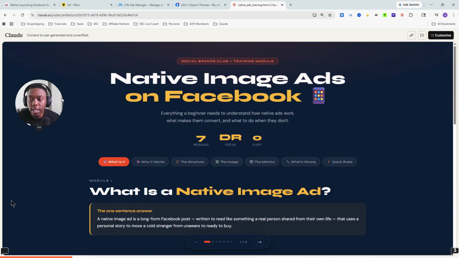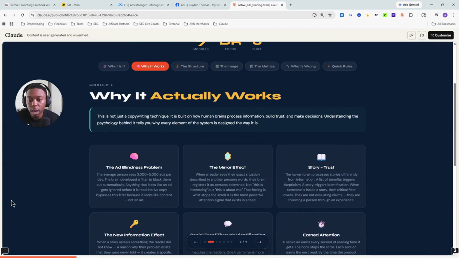So of course, video ads and all that stuff still work, still do well. It's not to say video ads are better than native image ads or one or the other. It's just to say, okay, what are the strengths of native image ads and how can we lean in on those strengths as much as possible? All right.